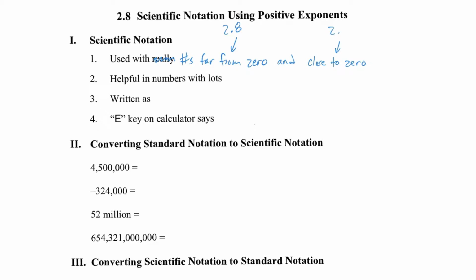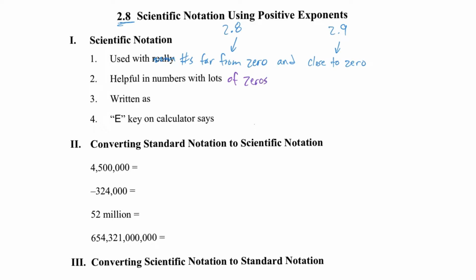So usually you see scientific notation with numbers that are in the millions or billions or trillions, or like 0.000000001. So it's going to be numbers that are really close to 0 or far from 0. Today, section 8, we're just doing numbers that are far from 0. So really big positive numbers, or really negative numbers far from 0. They're helpful with numbers with lots of zeros.